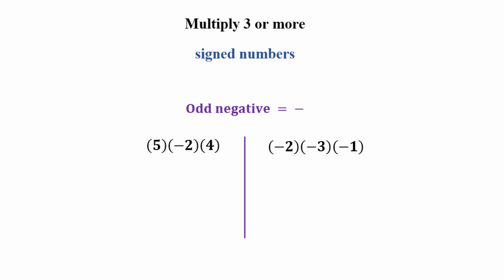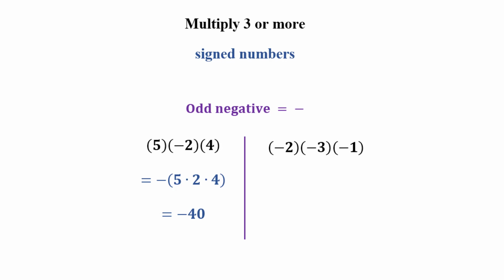We count the number of negative signs. There is one negative sign, and one is odd, so we write a negative sign. Then we multiply the numbers: 5 times 2 times 4. We write negative, and 5 times 2 is 10, and 10 times 4 is 40. So 5 times negative 2 times 4 is negative 40.